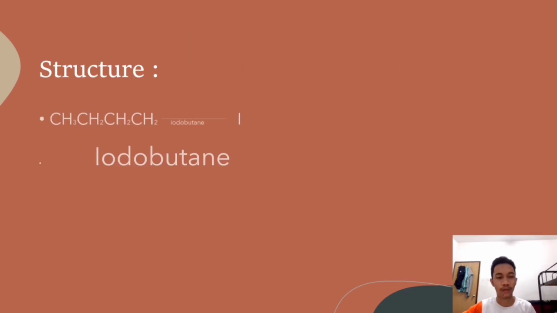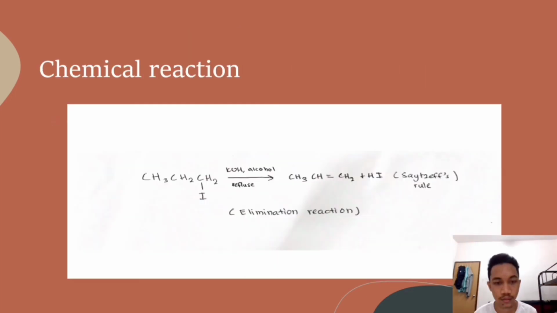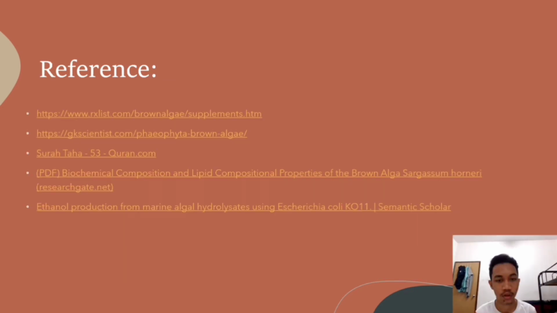So this is the structure of iodobutane. This is the chemical reaction, and we use an elimination reaction following the Zaitsev rule. So this is our reference.